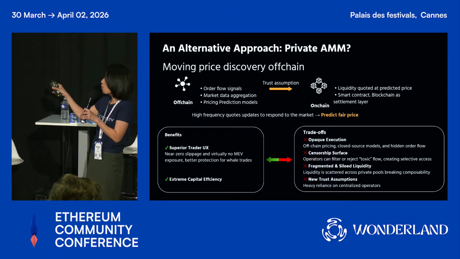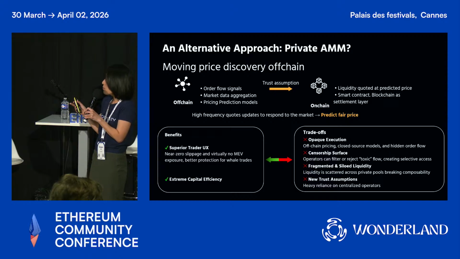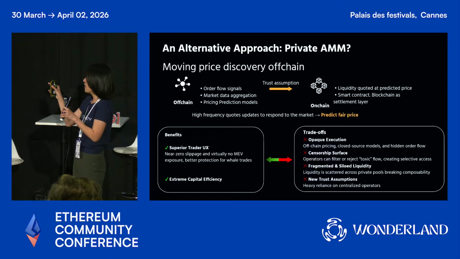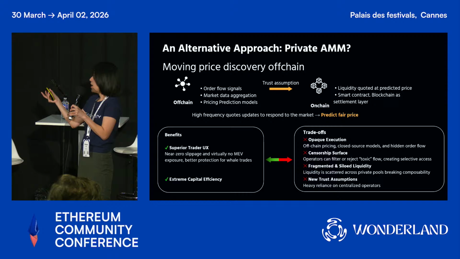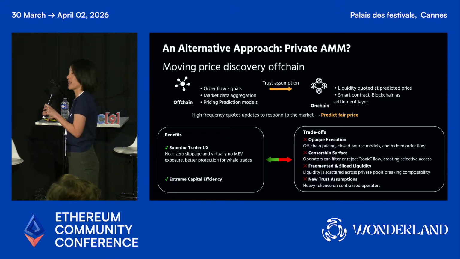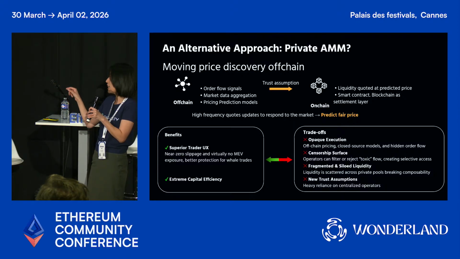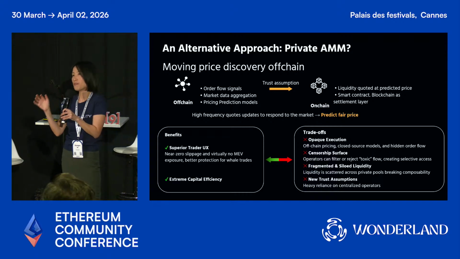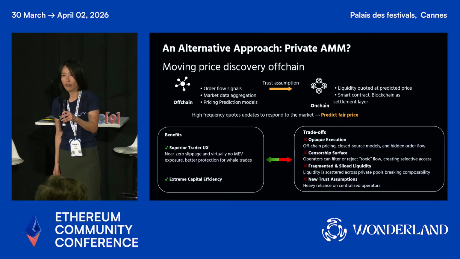And also there are the hidden order flows, probably sent privately to the market makers. And there will be censorship mechanisms surfacing, as operators can actually filter or reject some of what they call toxic order flow. So that creates selective access; it may only whitelist some of the orders for execution. And then the most important thing, the worst thing, let's say, is the fragmented and isolated liquidity, because liquidity is completely off-chain. So this kind of liquidity is completely isolated and not composable anymore with any other DeFi building blocks we have in the space that actually make DeFi powerful.